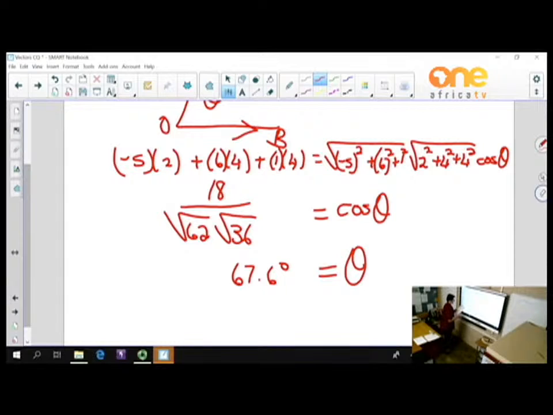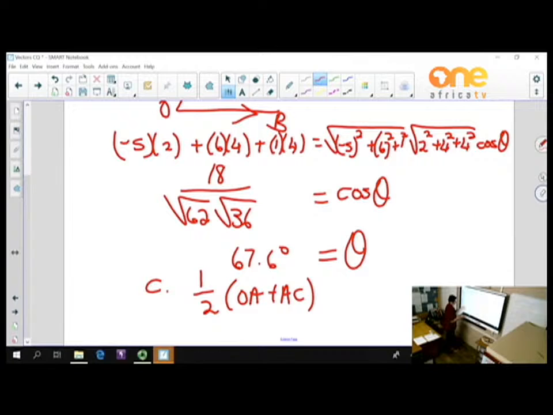So you have to get, so this is now number C. So we have to get a half of OA plus AC. And then again, you show that you get exactly the same place. So a half of OA and a half of AC. So it gives us the 0.122. Both of them give you that 0.122 on that one.